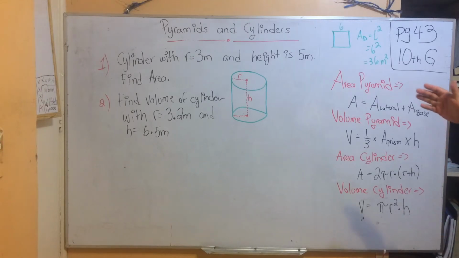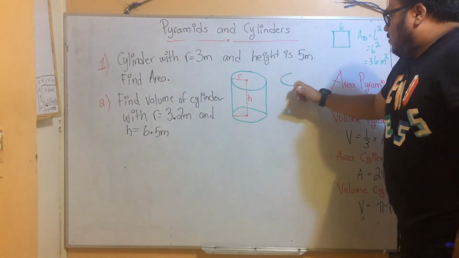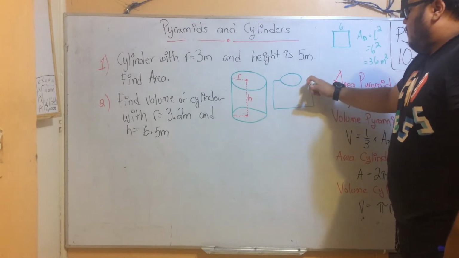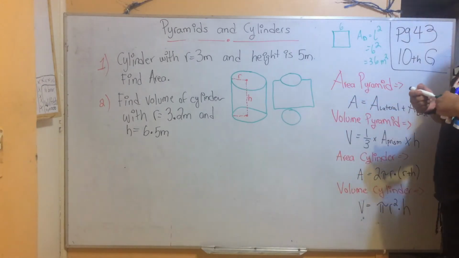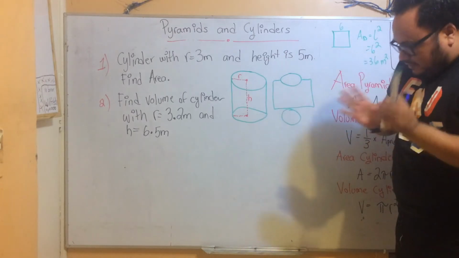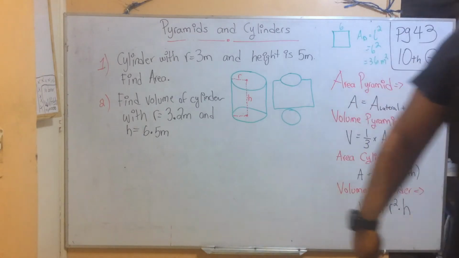Here we have the figure of a cylinder. Remember that a cylinder has 2 circles as a base. When we open it, we have a circle, a rectangle, and then another circle. This base is this one, this base is this one, and this circular shape, when we open it, we have as a rectangular figure.